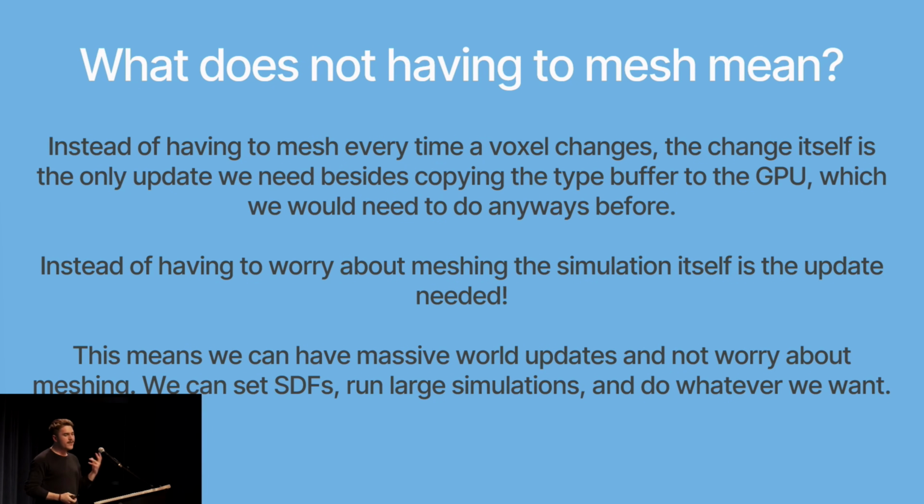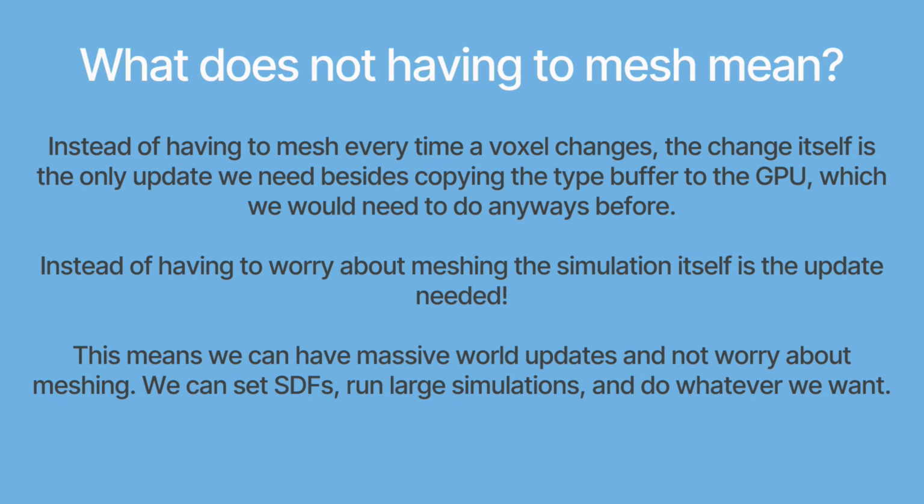So yeah, what does not having to mesh mean? Instead of having to mesh every single time a voxel changes, which could be placing, breaking, or having a voxel act on its own, the change itself is the only update we need. That simulation is the only update we need in memory. Besides copying the type buffer to the GPU, because that is how we're defining if a voxel is going to be rendered or not, right? Which we would have to do anyways before. At any part of our pipeline, that ID needs to get to the GPU just so we can know if a voxel exists or it needs to be textured, right?